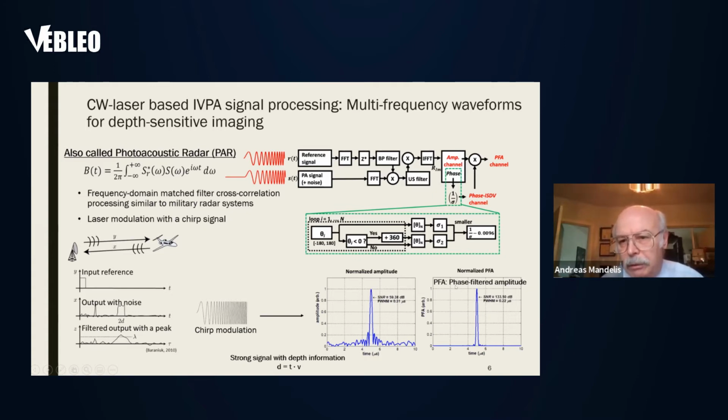But then once you use the phase filtered amplitude, that is, you multiply the amplitude by the inverse of the standard deviation of the phase, the signal to noise ratio becomes a lot higher, and the full width becomes even narrower, because the phase is more narrow than the amplitude. So you get a much more accurate signal that way.